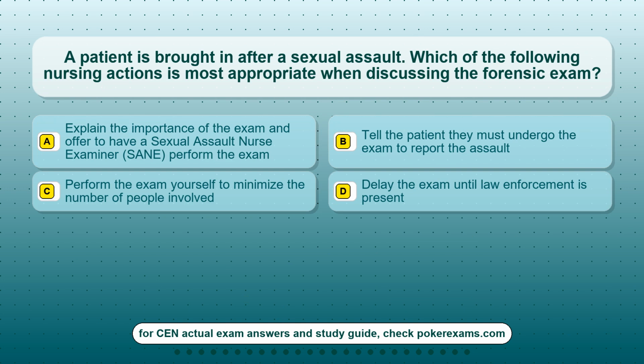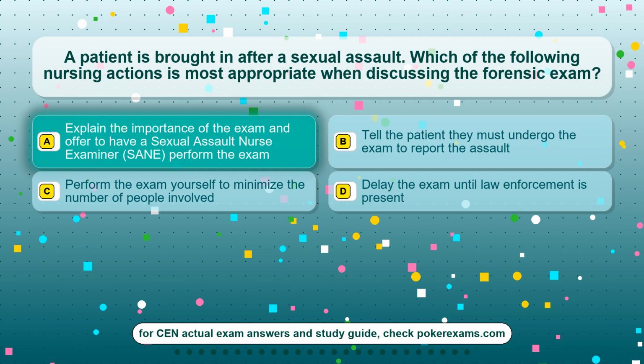Question 13. A patient is brought in after a sexual assault. Which of the following nursing actions is most appropriate when discussing the forensic exam? Option A. Explain the importance of the exam and offer to have a sexual assault nurse examiner, SANE, perform the exam. Option B. Tell the patient they must undergo the exam to report the assault. Option C. Perform the exam yourself to minimize the number of people involved. Option D. Delay the exam until law enforcement is present.